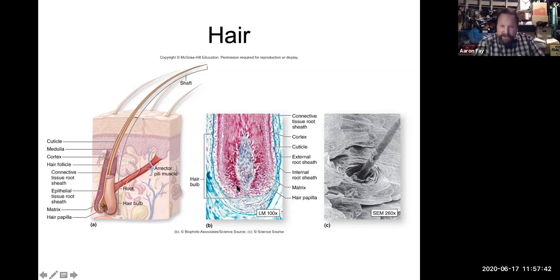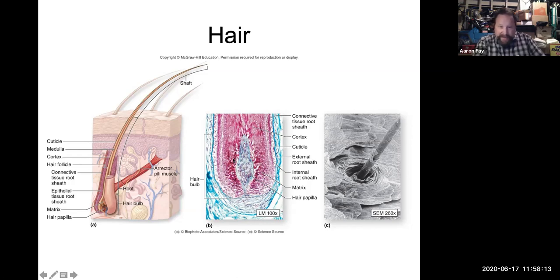Surrounding it is going to be epithelial tissue, which gives rise to the keratinocytes, which get smashed together to actually make the hair itself. Now, the reason I point this out is I want you to think a little bit. Go back to the basic characteristics of connective tissue versus epithelial tissue. Epithelial tissue is avascular. Connective tissue does have blood vessels.